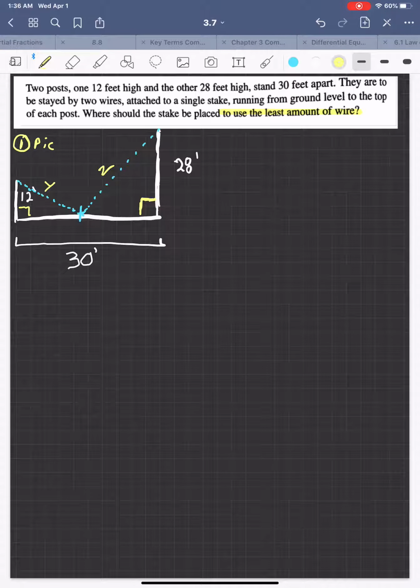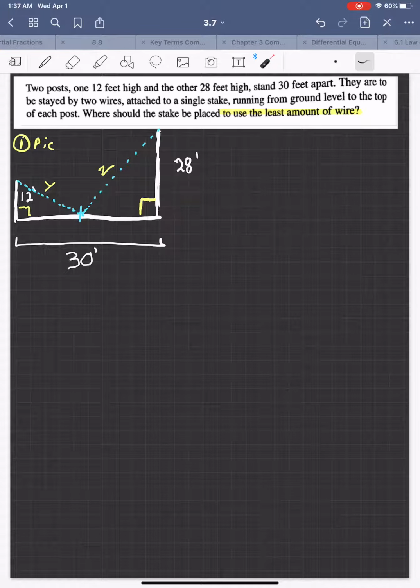Can you agree with me that I've labeled the hypotenuses y and z. I know the heights, 12 and 28. But what about the base of these triangles here? Well, we don't know where to place this stake. In other words, you have to imagine that we are willing to move this stake to the left or to the right. It doesn't matter to us as long as it supports the poles and minimizes the amount of wire. So we can put the stake here, here, or even here. It doesn't matter to us.